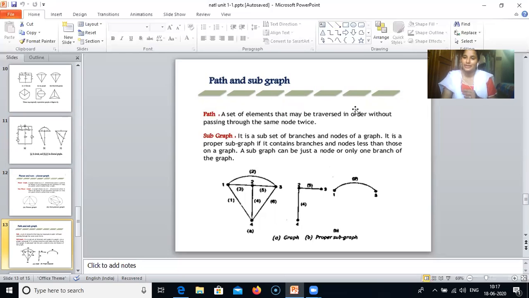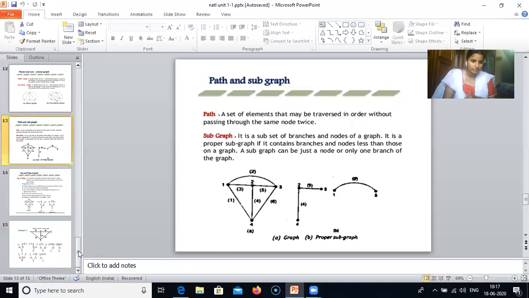So the next one is a subgraph. Subgraph will have usually less number of nodes and branches than that of the main graph. So this is the graph and this is the subgraph. See here only 3 nodes are present. Here only 2 nodes are present. So that is the difference between the subgraph and the normal graph. Okay. Next one.